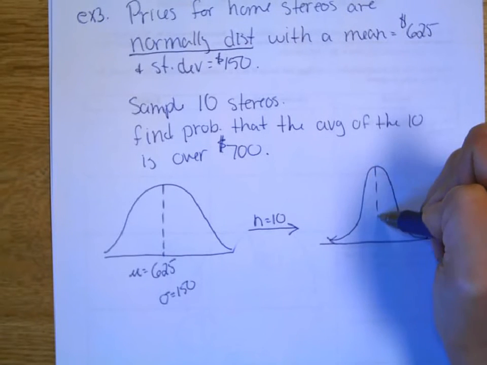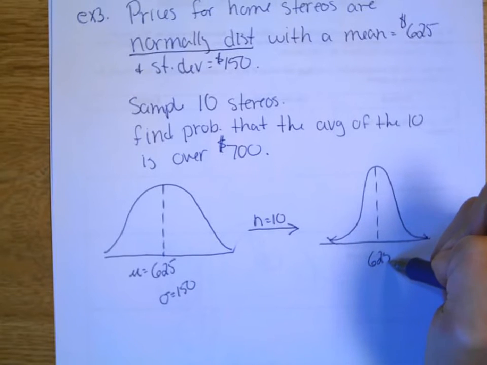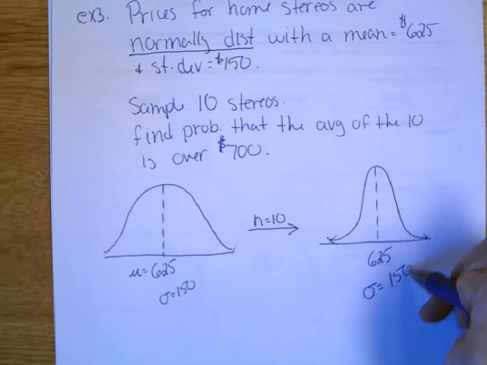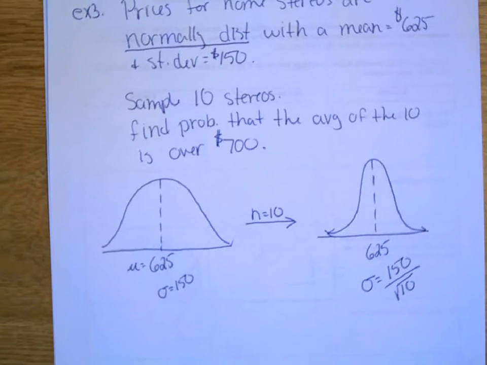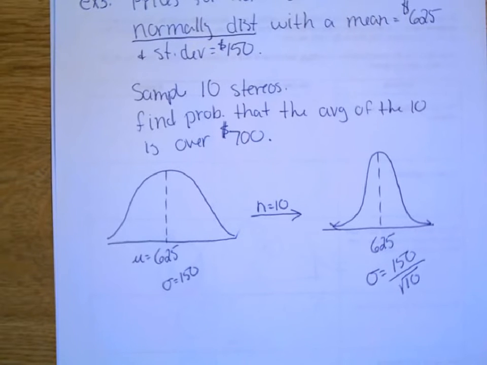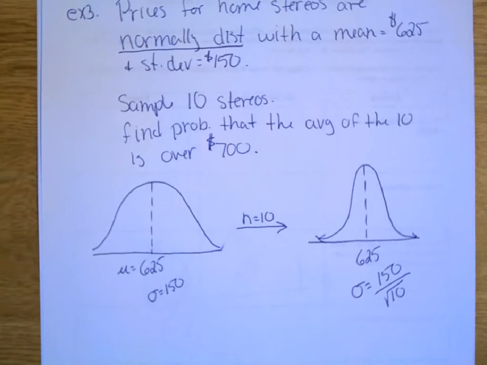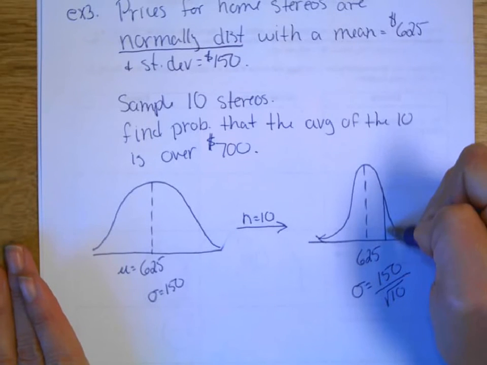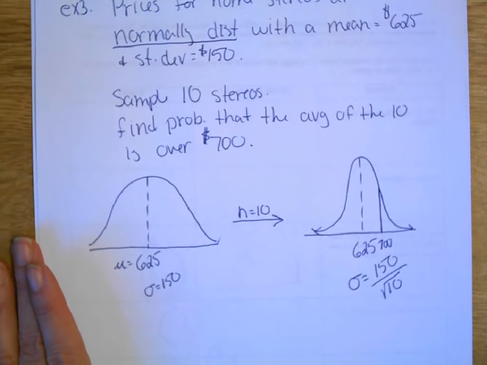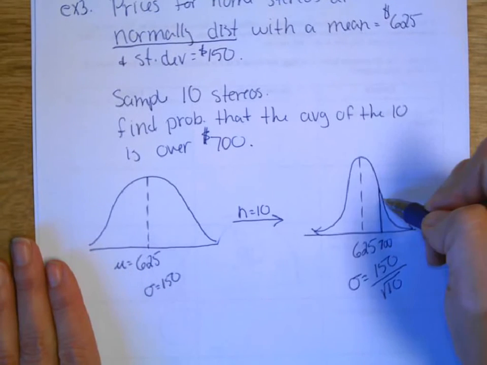So the mean here is 625. The standard deviation here is 150 divided by the square root of 10. You said 105, a little dyslexic there. That's okay. And then, now what? Mark the 700 over here. Somewhere over here it's above 700. And then I usually shade. Which way should I shade? To the right. Very good.